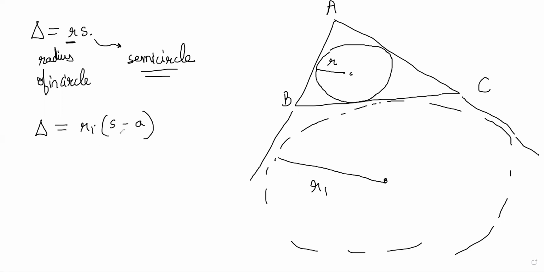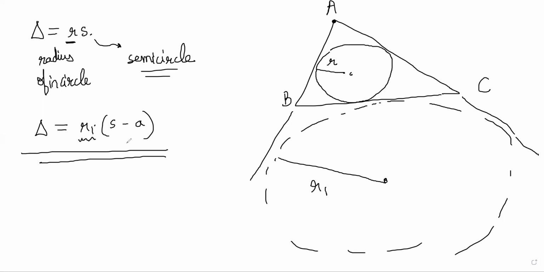Why do you have S minus A? Because it is opposite to the A. The excircle is opposite to A. So we have S minus A here. And R1 here is the radius of that excircle. So this is again a standard result from S.L. Loney. I will not bother to prove these results. These can be shown in any standard book, right?